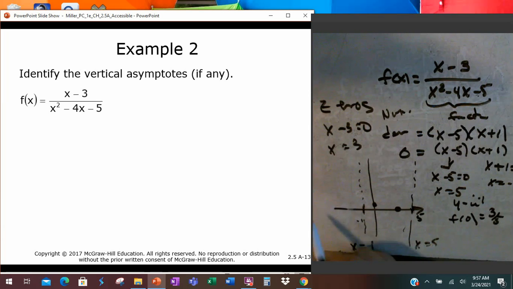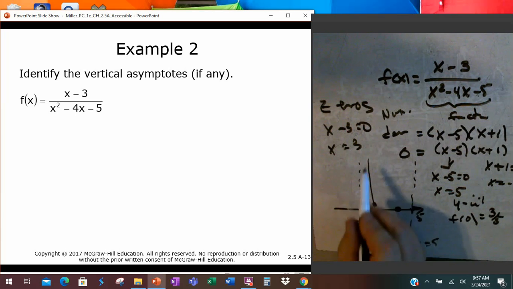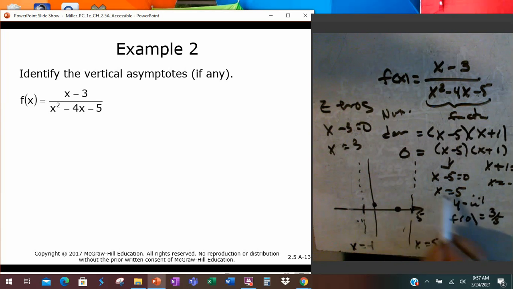So we need some end behavior to get us started. There's no zeros, so I can't get across these things. So I'm probably going to be here, here, and then here, or here. And we'll have to look at those.